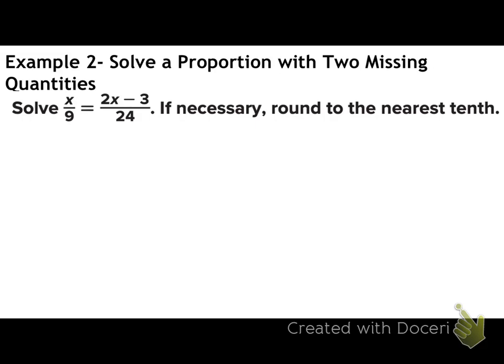Cancel out some denominators. So what would you guys do to cancel out some denominators here? Yep, I can multiply by 9. That'll cancel out my denominator over here. I've got to multiply this side by 9 as well. On the left, I've got x, because the 9's canceled out.